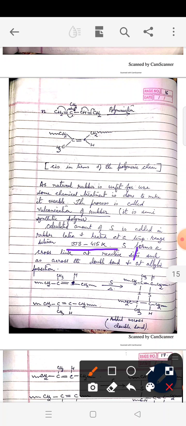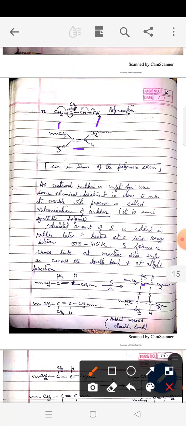Now what really happens when we add sulfur? As you can see, natural rubber has a carbon-carbon double bond which is a very reactive site, and these carbons are called allylic carbons. So when we have two such layers, as you can see in the figure I have drawn, these carbon-carbon double bonds are very reactive, and these CH2 groups are also very reactive allylic positions. As you know, allylic free radicals are very stable. So in two ways the sulfur can get attached to the two different chains.